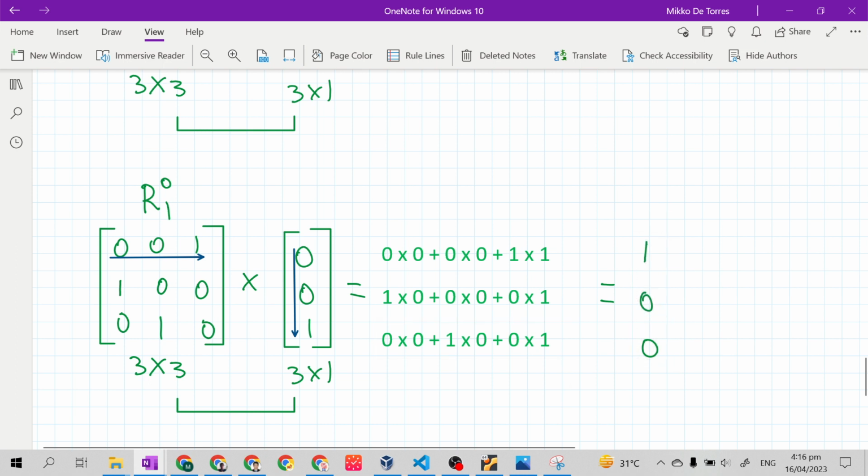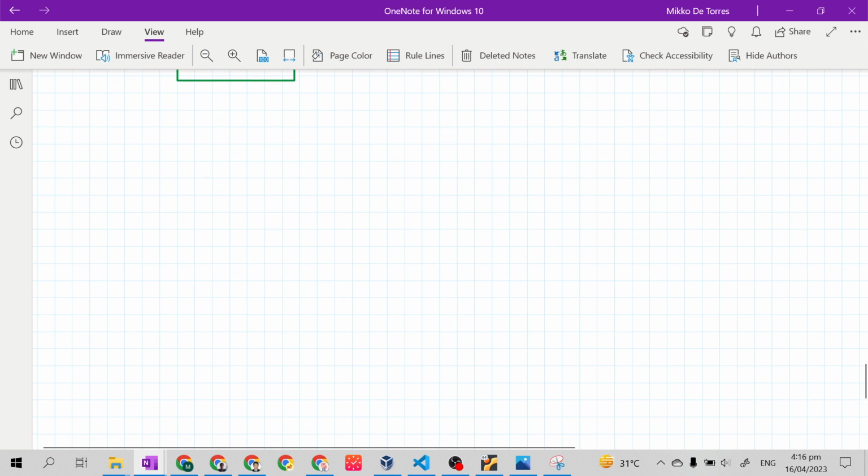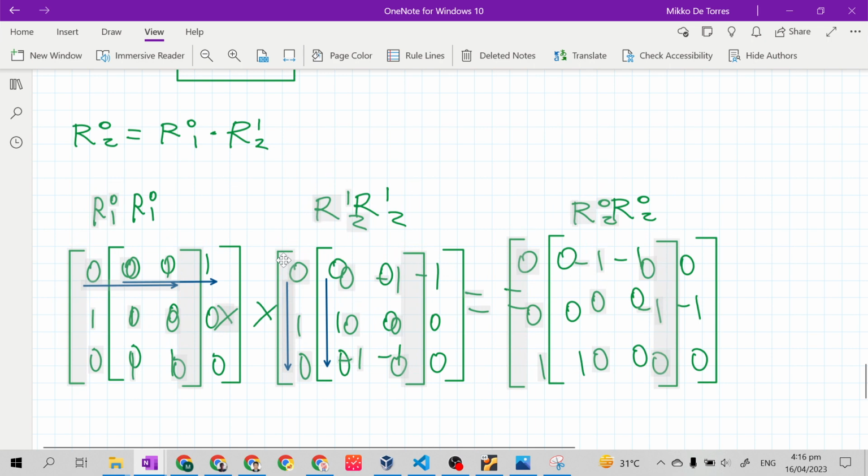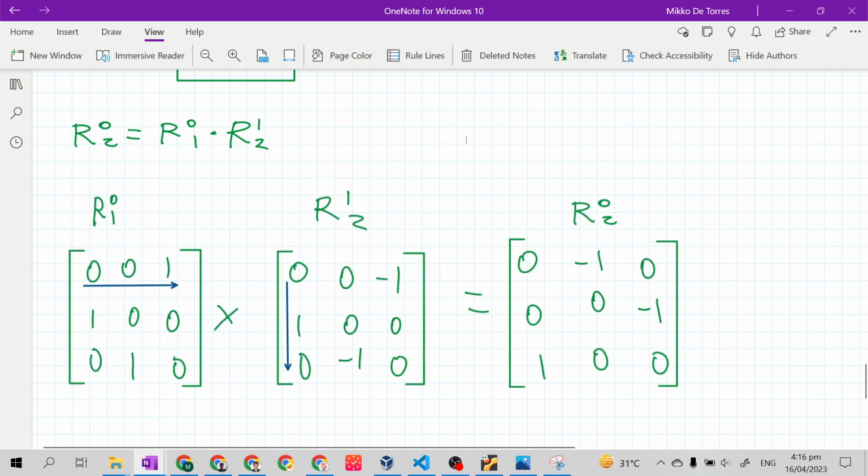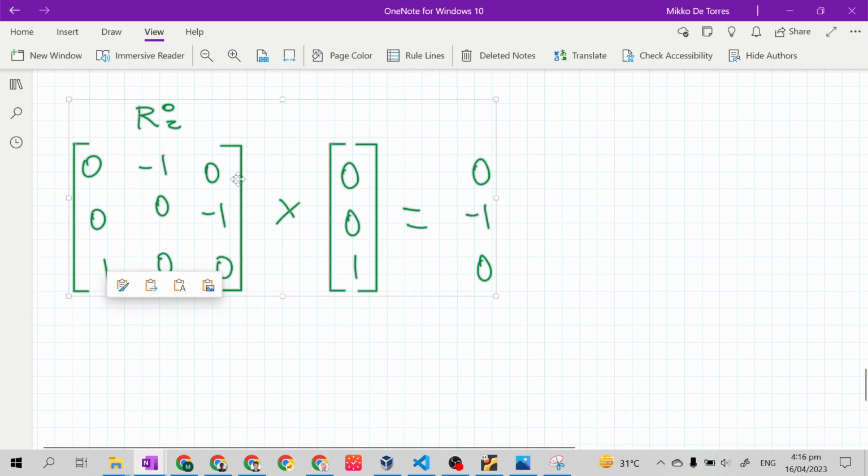Okay. Next, R02. To solve R02, we need to know what is R12, because we will multiply R01 to R12. So we will have here a 3 by 3 rotation matrices multiplication. Okay, so this is the answer. This is the R02. Then multiply R02 to the 001 vector. Okay, so this is the R02 times the 001 vector.